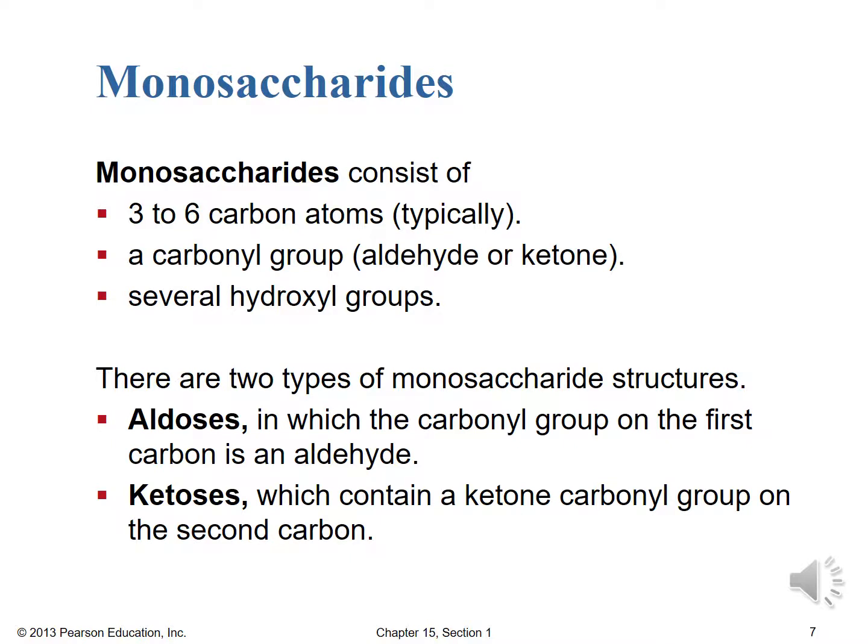So investigating the monosaccharides in a little more detail, the monosaccharides consist of 3 to 6 carbon atoms typically. They typically also have a carbonyl group, and that's either an aldehyde or a ketone-based carbohydrate, and then several hydroxyl groups. Again, we don't classify them as alcohols, but they have those hydroxyl groups in the aldehyde or ketone carbonyl group, and again, that's a special type of molecule known as a carbohydrate rather than an alcohol or an aldehyde or a ketone.